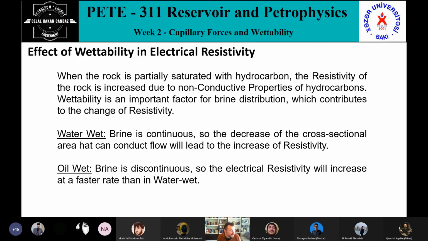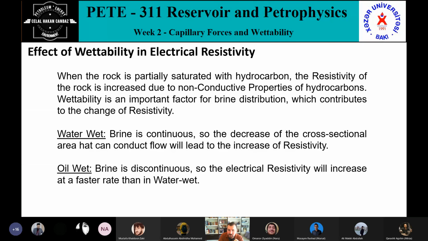But in oil wet, it's not like this because some parts of the rocks will have oil on their surface. So there will be some discontinuities. Because of that, in terms of electrical signals, you can definitely understand whether it's water wet or oil wet, whether it includes oil or not.